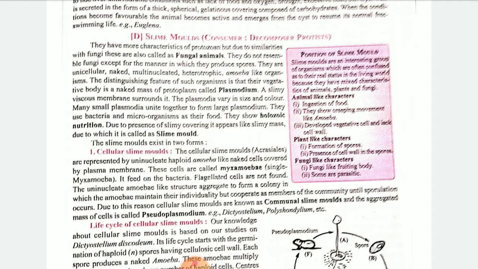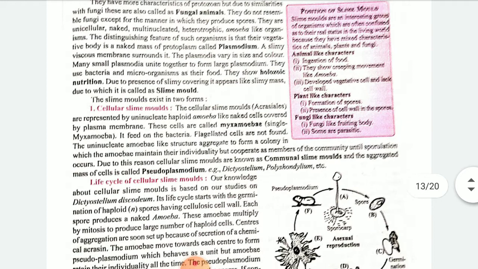It is of two types, cellular slime mold and acellular slime mold. In cellular slime molds, uninucleate haploid amoeba is present. Okay, children, and they are naked, covered only by a plasma membrane. It is also known as your myxamoeba. Okay, children, and they may be aggregated into a colony. Then after that, children, the cellular slime molds are going to be present in a communal slime mold.